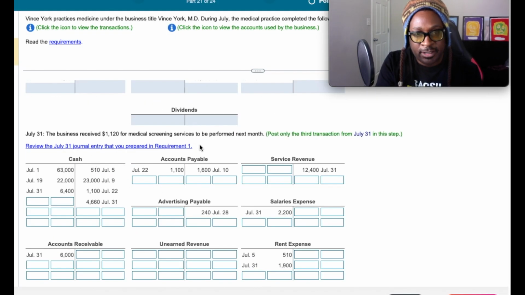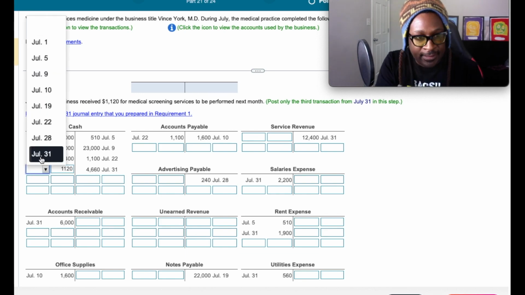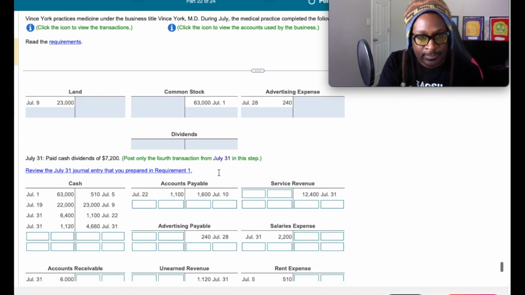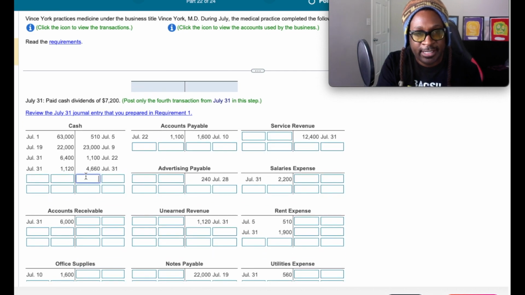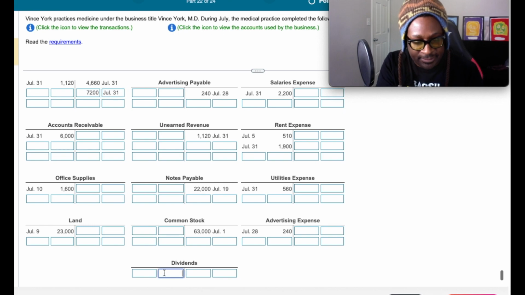Then we created an unearned revenue for some services to be performed the following month. So we debited cash for $1,120 and credited unearned revenue for the same amount as well. Check our answer. And lastly, gang, we paid some cash dividends of $7,200. So our cash went down with a credit for $7,200 and our dividends went up with a debit for $7,200.